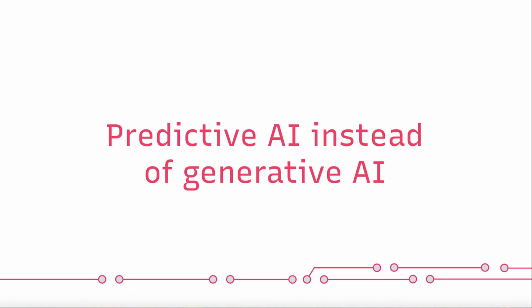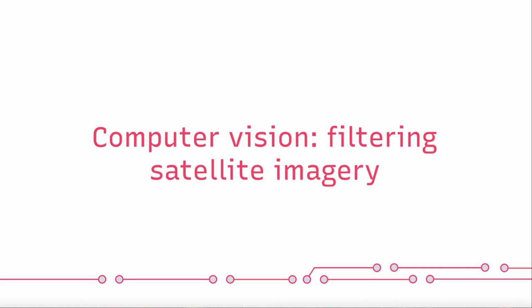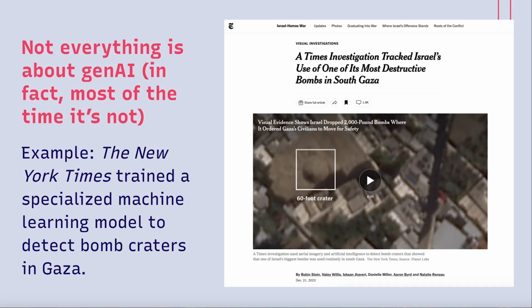It can also be helpful to distinguish between predictive and generative AI. One use for predictive AI is the form of computer vision, which some journalists have started to use to filter satellite imagery. In this story, a journalist trained a computer vision model, deep learning, not generative AI, to detect the signature bomb crater of a 2,000-pound bomb. It was a highly specialized task. It made sense to train a specialized computer vision model.